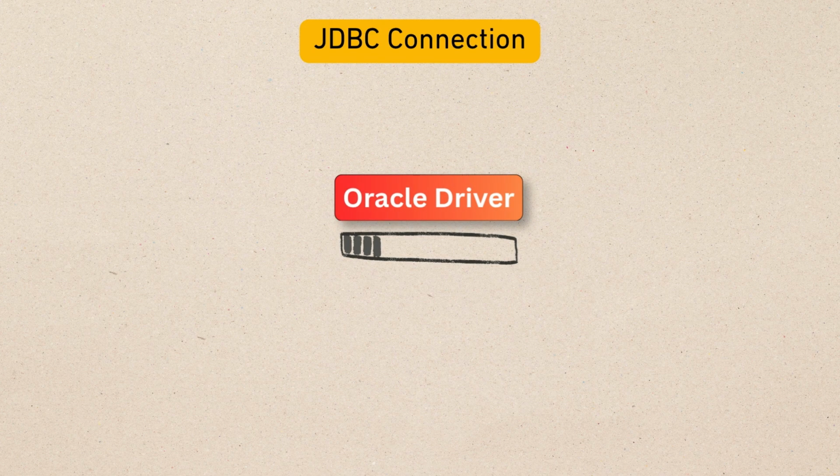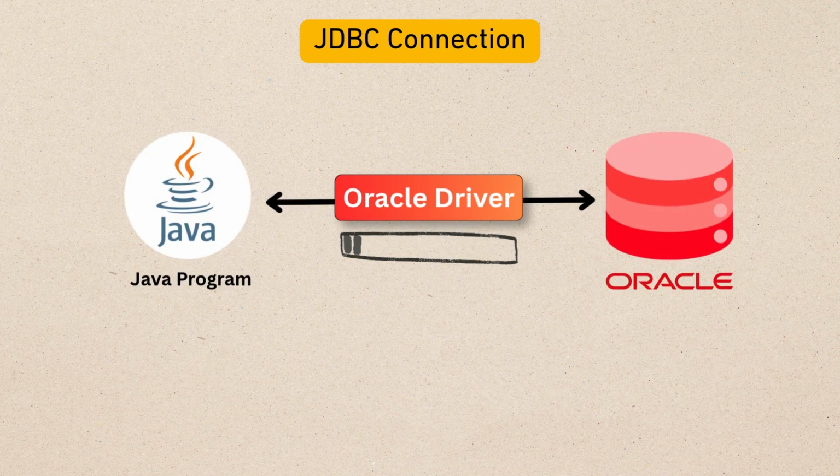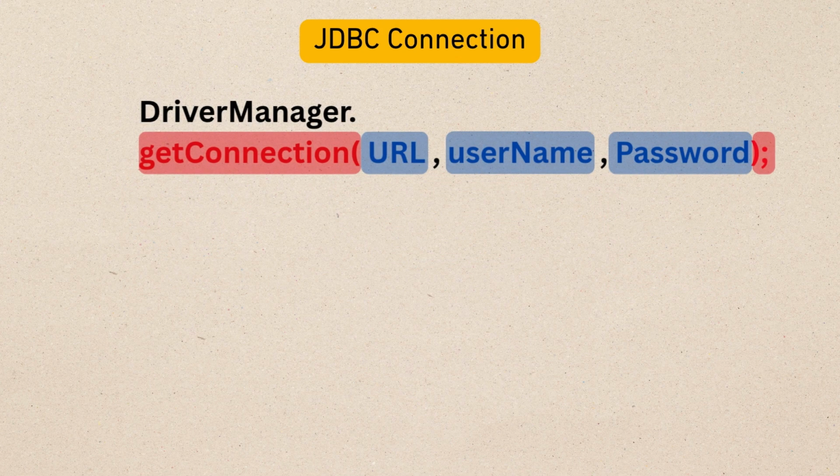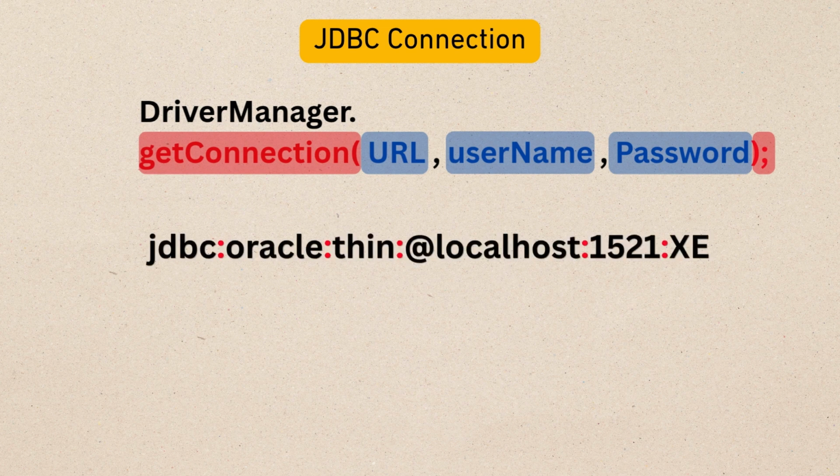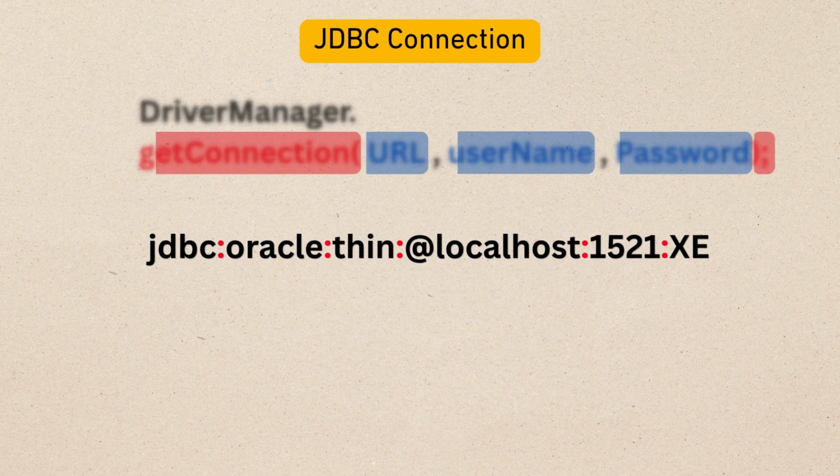Now we will see how to load the drivers and connect a Java program with an Oracle database. Firstly, we use the getConnection method of the DriverManager class and pass the database URL, username and password. Here is the URL for the Oracle database. This URL contains the details required to identify the database type and its location. Let us understand each part of this URL.